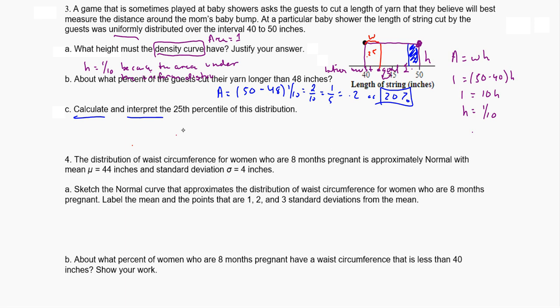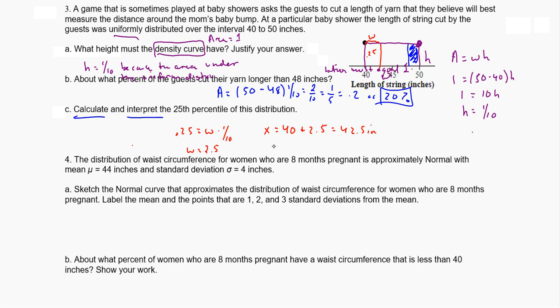Well, 0.25 is going to equal W times our height, which is 1/10. And so W in this case should equal 2.5. Now 2.5 is the length of the width, but remember we're starting at 40. So the value we're looking for, which I'll call X, is 40 plus 2.5, which is 42.5 inches.